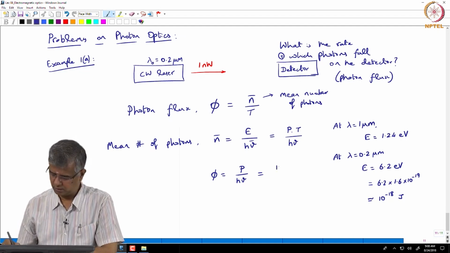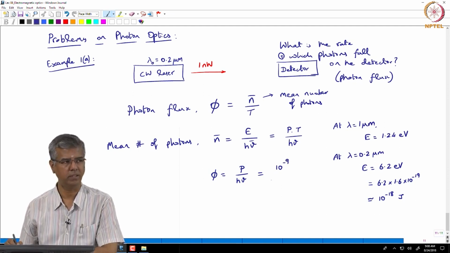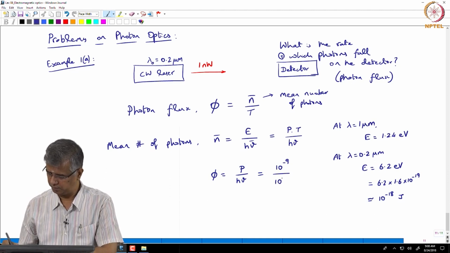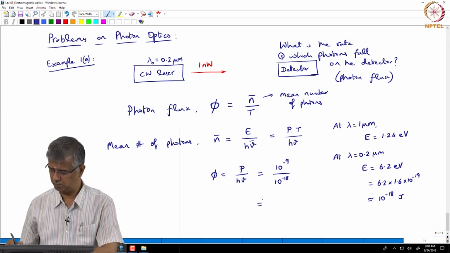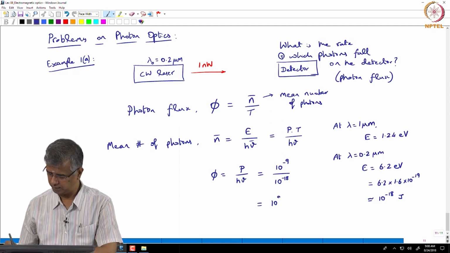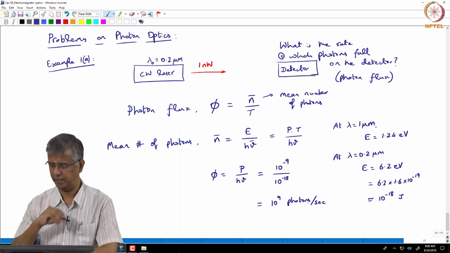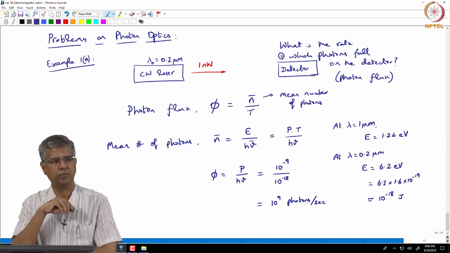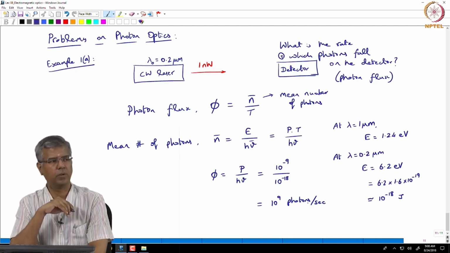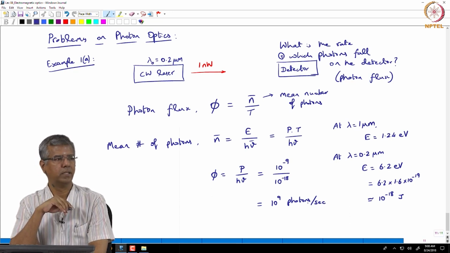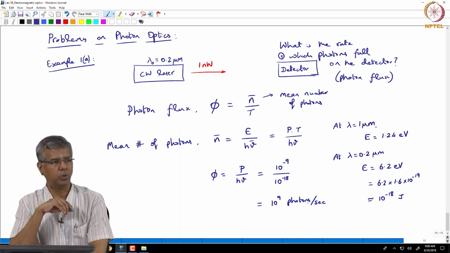So, the power that is given is 10 power minus 9, right, 1 nanowatt, and h nu we figured as 10 power minus 18, okay. So, that corresponds to 10 power 9 photons per second, right. So, the photon flux is 10 power 9 photons per second, which is corresponding to the power of 1 nanowatt at a wavelength of 0.2 microns.